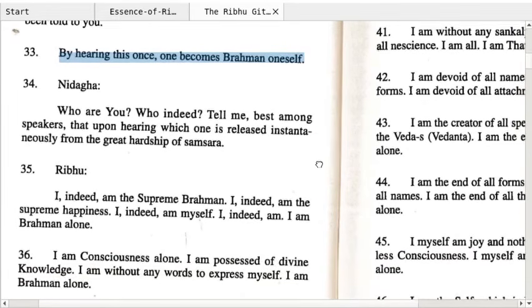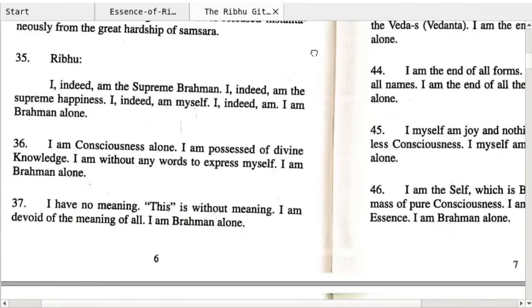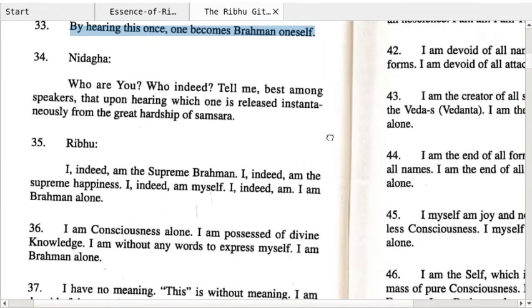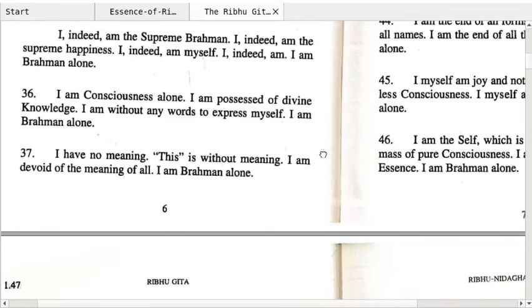So now more questions are being asked to Ribhu. Like he is asking, who are you? And he has some things which are going to be repeated. You see, I am the consciousness alone and all these things.